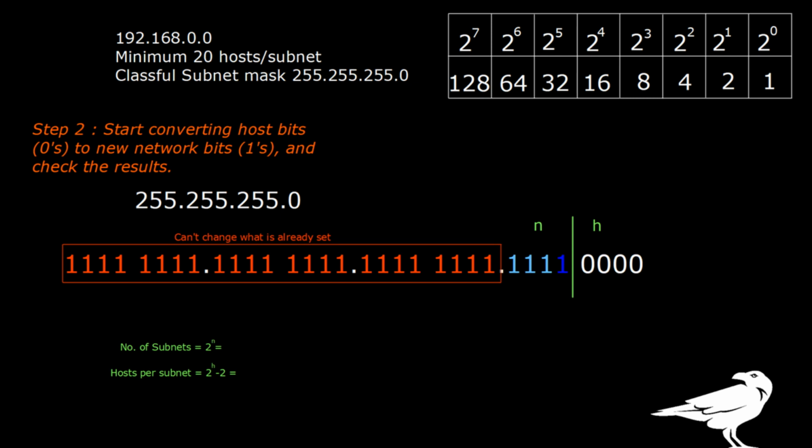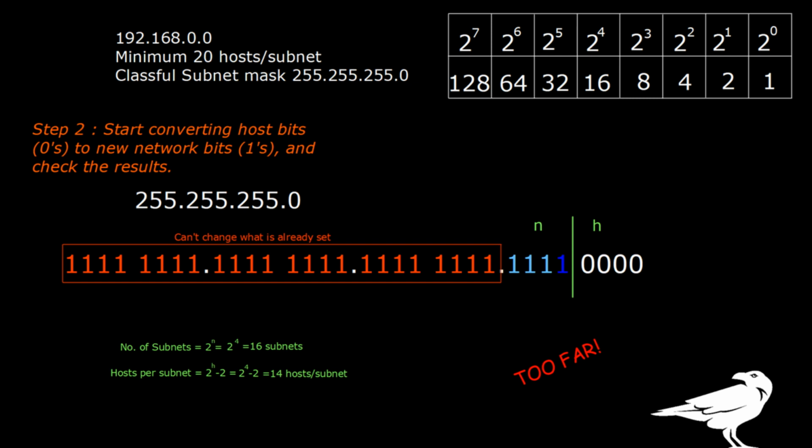So we've got 4 new network bits, which means 2 to the power of 4, which is 16 new subnets. And we've got 4 host bits left behind, or 4 binary zeros. 2 to the power of 4 is 16, minus 2 is 14. And that is too few hosts. We've gone too far. So what are we going to do?